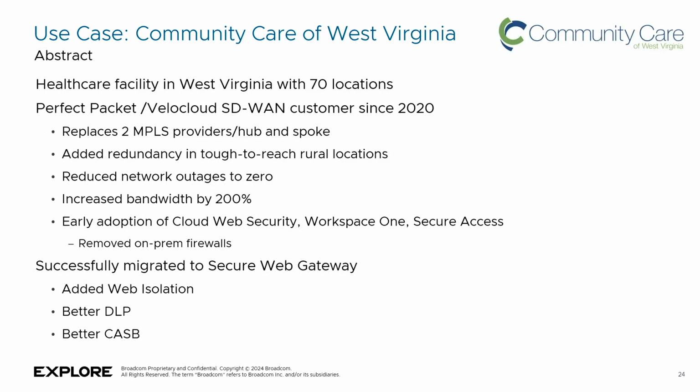The next one is Community Care of West Virginia. They're the ones I'm actually going to be focusing on when we get to some of the screenshots. They're also a healthcare facility out of West Virginia. They have 70 locations. They came from 2 disjoint MPLS providers. They all backhauled to 2 main data centers, which then egressed out of firewalls. We were able to collapse that, give them DIA connections, which was a difficult task in West Virginia, specifically because they were in rural locations.